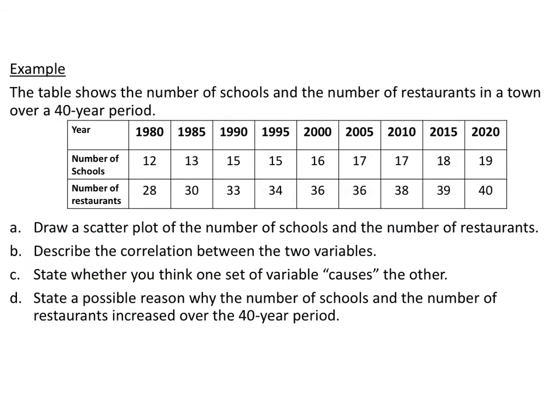So here we have the number of schools and the number of restaurants in a town over a 40-year period. And we want to compare the number of schools as our independent variable compared to the number of restaurants as our dependent variable. So first draw a scatter plot. Describe the correlation between the two variables using strength and directionality, and then state whether you think one variable causes the other, and then possible reasonings why they increased.